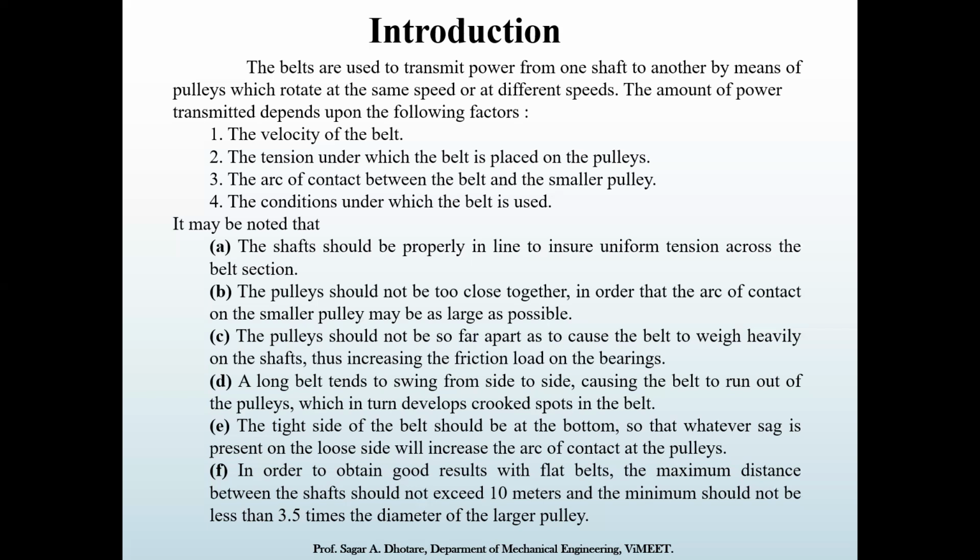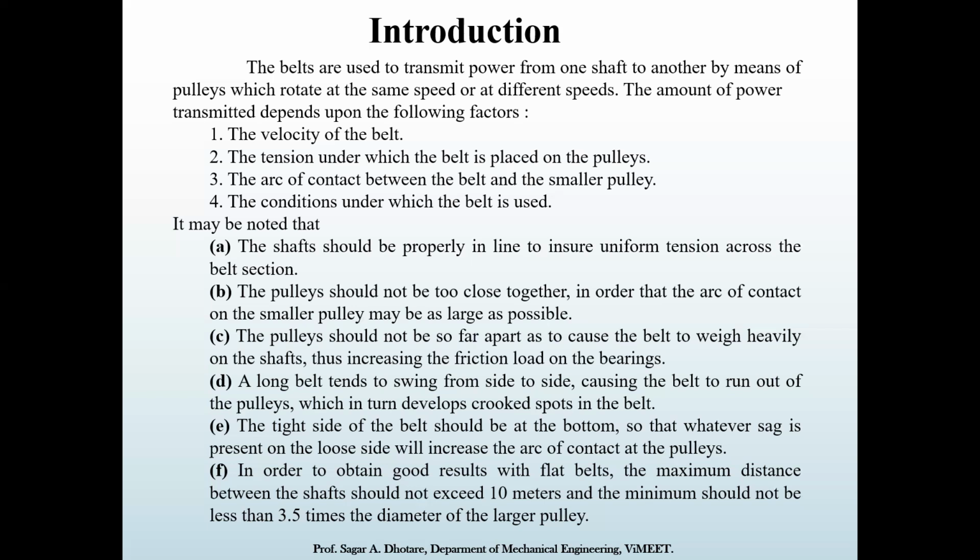We should know that the shafts should be properly in line to ensure uniform tension across the belt section so that the angle of arc will be increased and the tension can be maintained properly. Otherwise, fluctuations in the operation will occur. Second one, the pulleys should not be too close together, so that the arc of contact on the smaller pulley may be as large as possible.